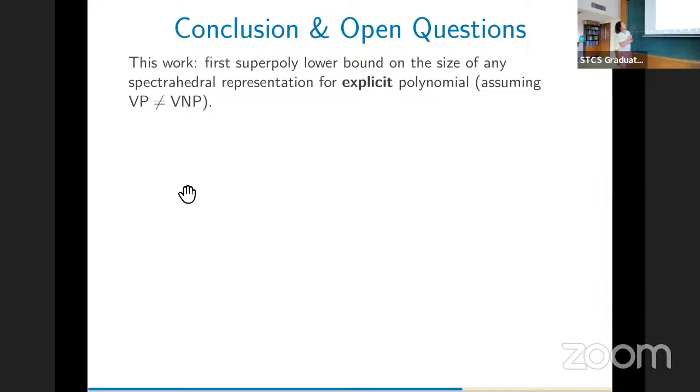Okay, so what do we do? We just proved the first super polynomial lower bound on the size of any spectrahedral representation for a very specific polynomial of low degree, which is the magic polynomial. But again, you need to assume VP not equal to VNP, and I very much feel that this should be removed.